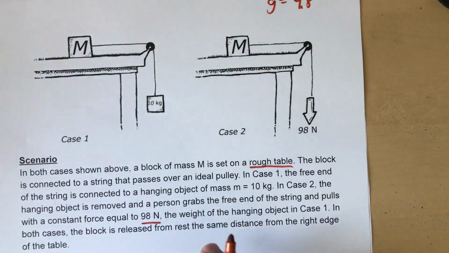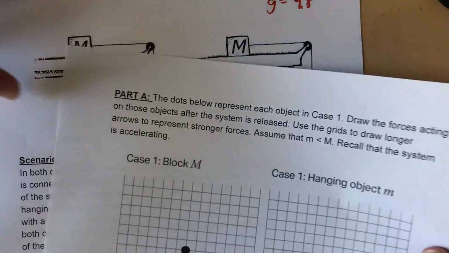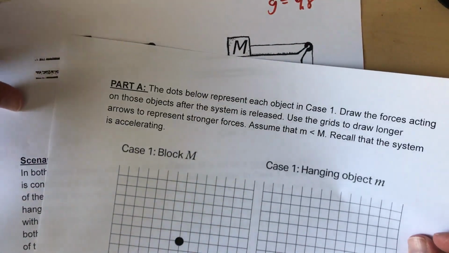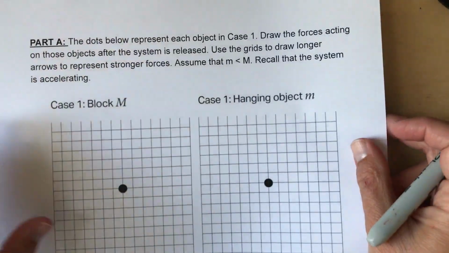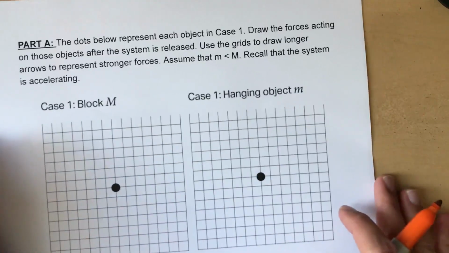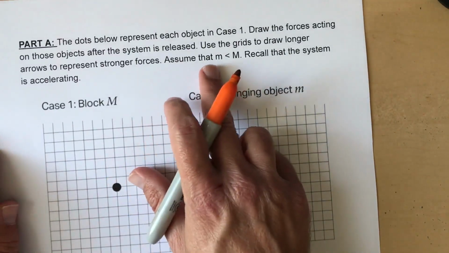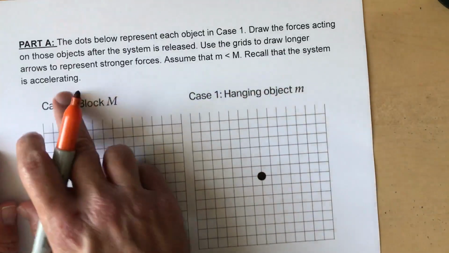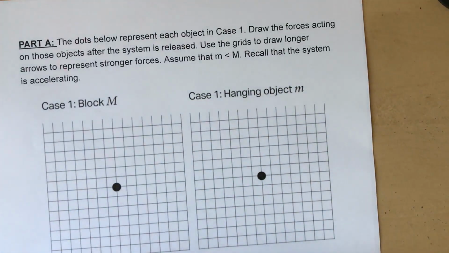of the table. So first thing they want us to do is to do a free body diagram. And it says, draw the forces acting on those objects after the system is released. Use the grids to draw longer arrows to represent stronger forces. Assume that little m is less than big M. Recall that the system is accelerating.